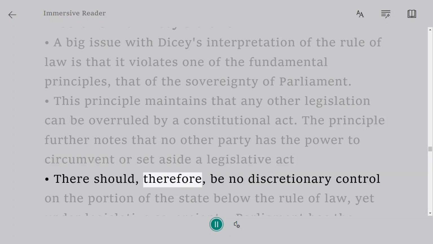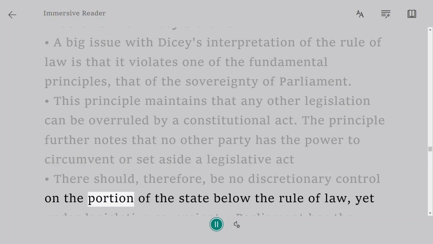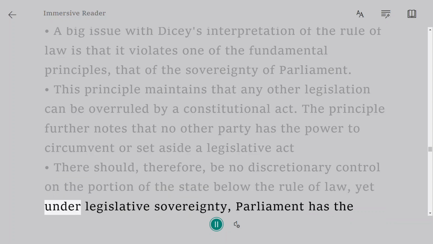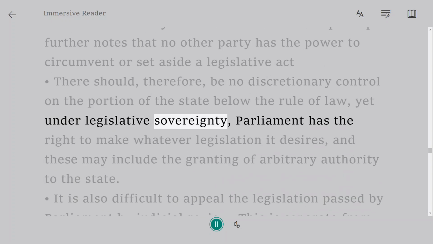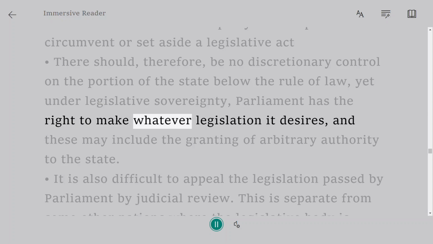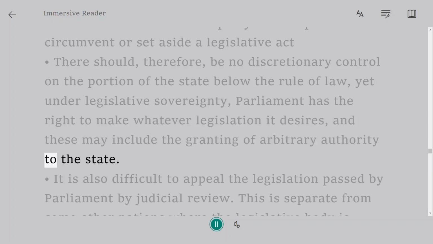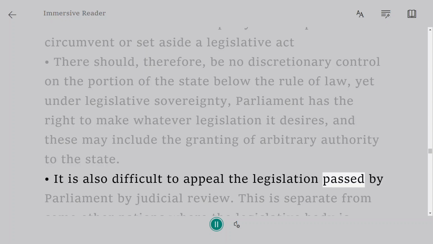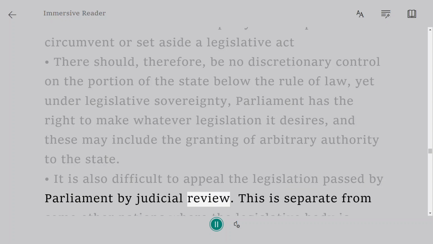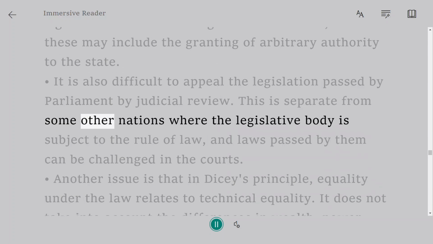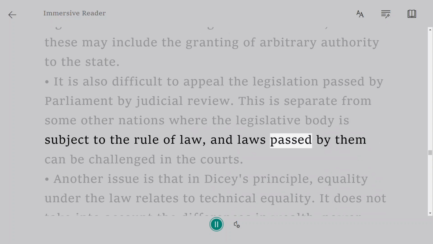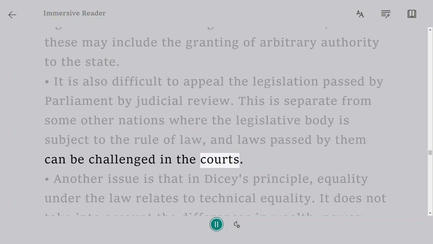There should, therefore, be no discretionary control on the part of the state below the rule of law, yet under legislative sovereignty, Parliament has the right to make whatever legislation it desires, and these may include the granting of arbitrary authority to the state. It is also difficult to appeal the legislation passed by Parliament by judicial review. This is separate from some other nations where the legislative body is subject to the rule of law, and laws passed by them can be challenged in the courts.